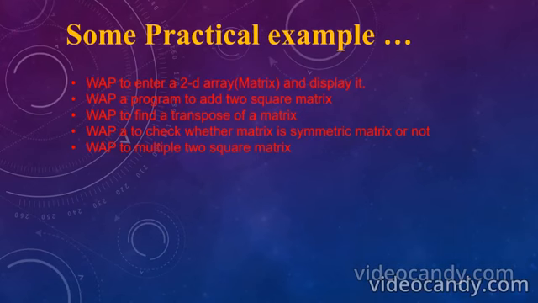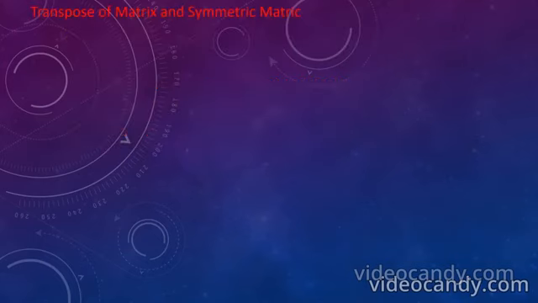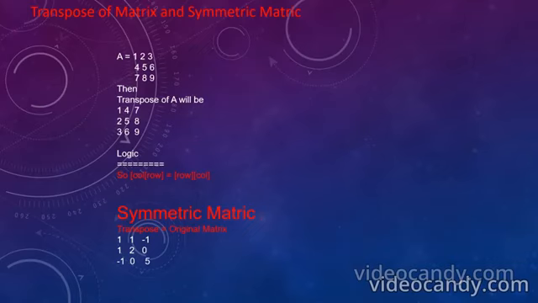Next one is write a program to find a transpose of a matrices. So I hope you understand what the transpose of the matrix is. If not, let's see what is transpose. Let us suppose I have a matrices 1, 2, 3, 4, 5, 6, 7, 8, 9. The transpose will be interchanging the rows with the column. So the transpose of the above will be 1, 4, 7, 2, 5, 8, 3, 6, 9.